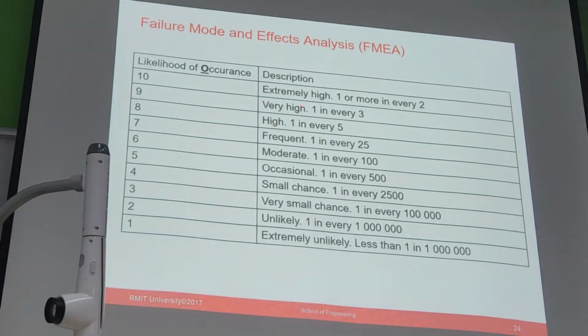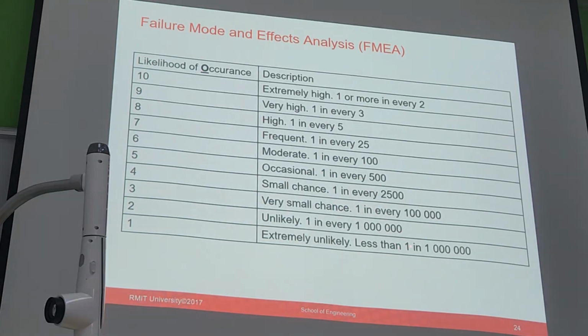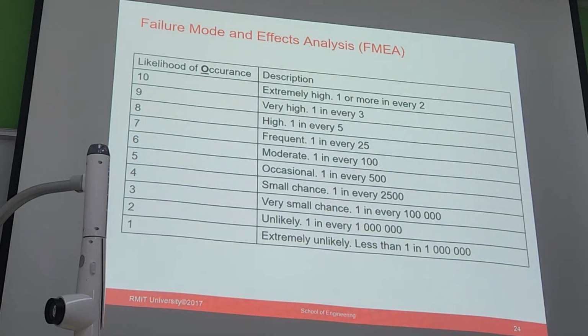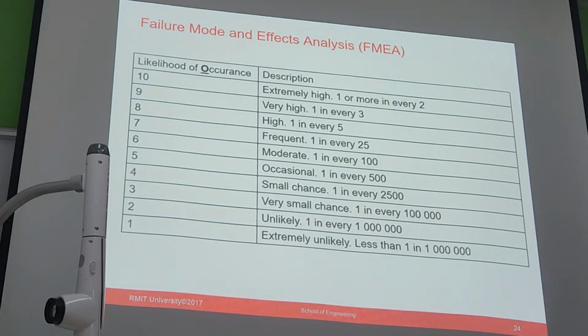Very extremely high, it happens often, and very low is this. Between these, as you can see, number 4, number 3, number 2. And what is this? You see, extremely high, 1 or more in every 2. It happens. High, 1 in every 5, for example, 5 years.